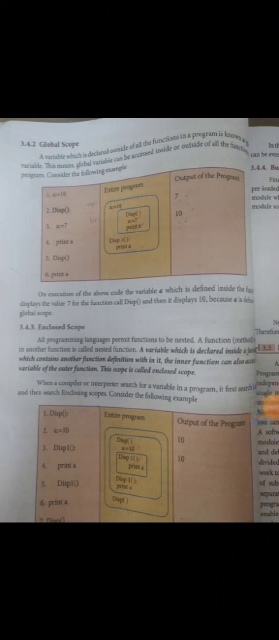A variable which is declared outside of all the functions in a program is known as a global variable. This means a global variable can be accessed inside or outside of all the functions in a program.